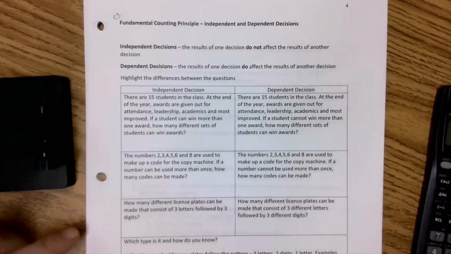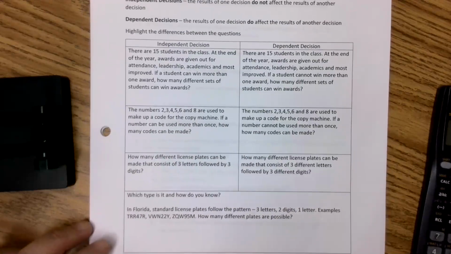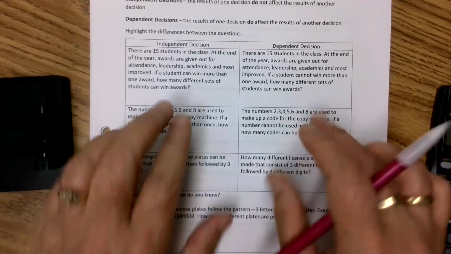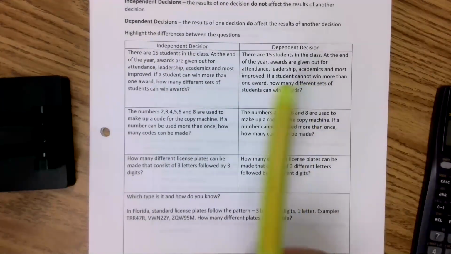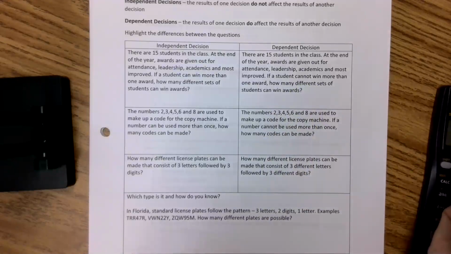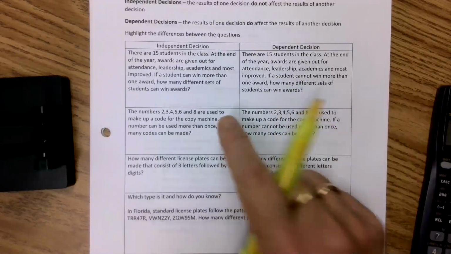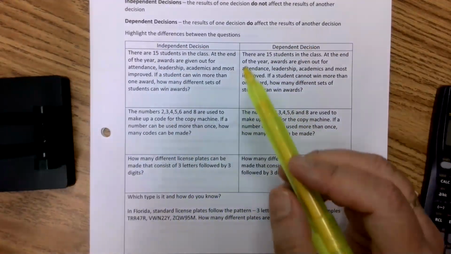So what I want you to do first is pause the video, and read through these questions and take your handy dandy highlighter and find the differences. Can you do that for me, please? So pause the video. All right, so I'm not even going to worry about independent and dependent right now. Let's just see what's the difference here.